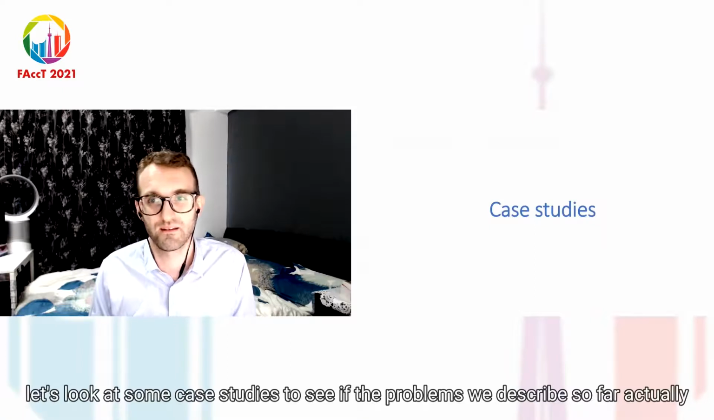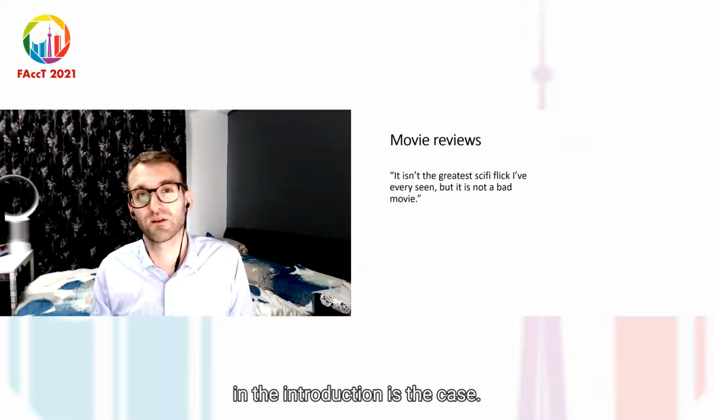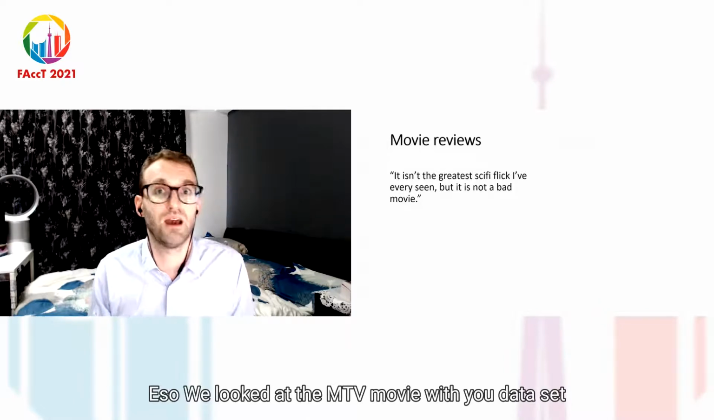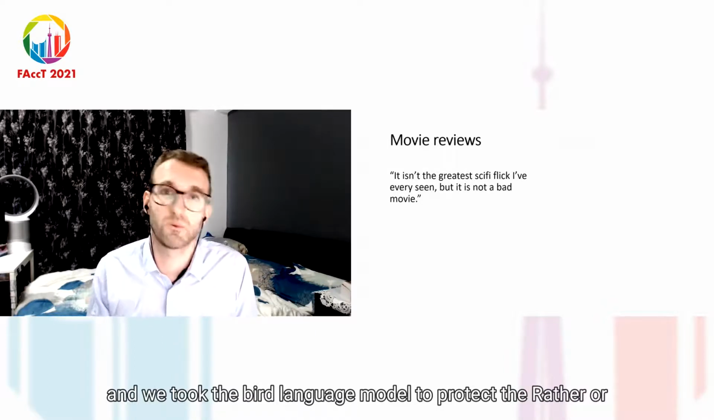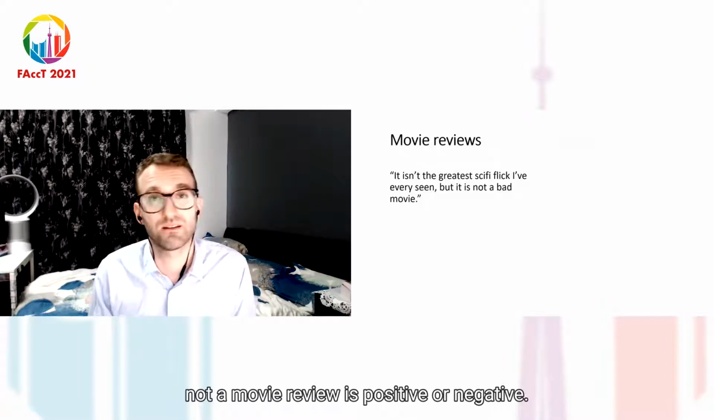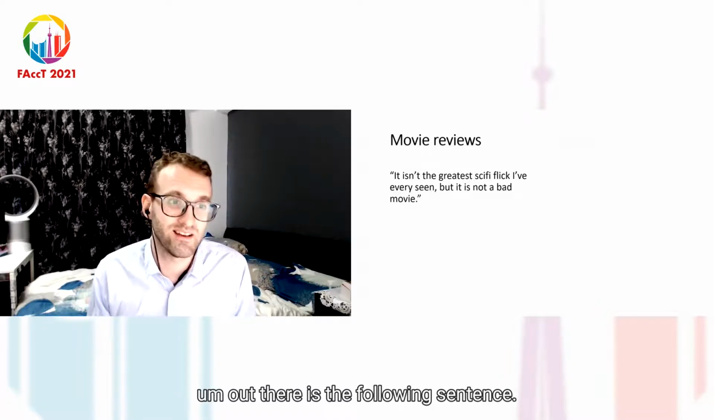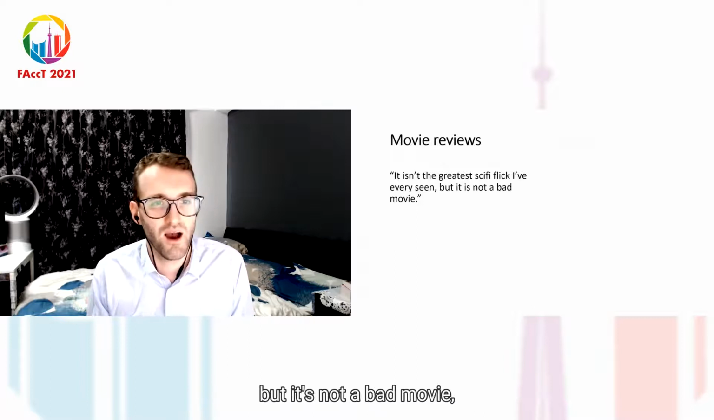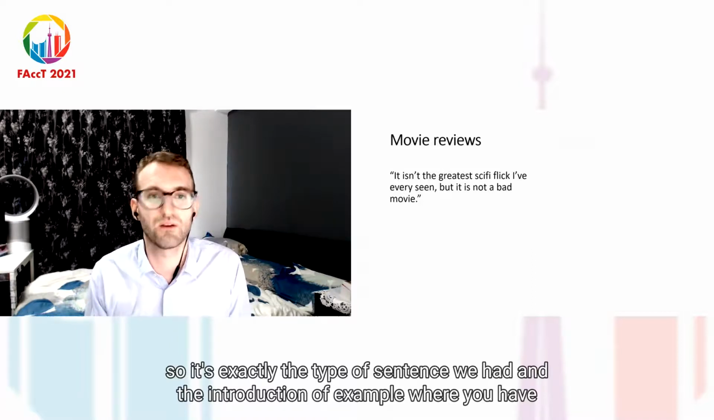Now let's look at some case studies to see if the problems we described so far actually happen in the real world. In the first case study we want to look at, similar to the toy example in the introduction, is the case study of movie reviews. So we looked at the IMDb movie review dataset, and we took the BERT language model to predict whether or not a movie review is positive or negative. And one of the movie reviews out there is the following sentence: "It isn't the greatest sci-fi flick I've ever seen, but it's not a bad movie." So it's exactly the type of sentence we had in the introductory example, where we have a negation of a negative word.